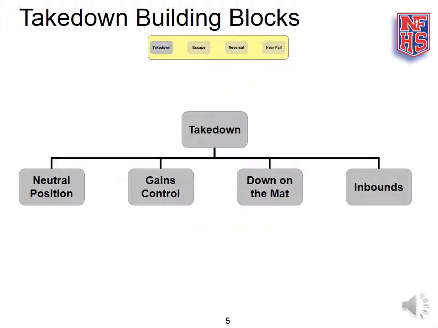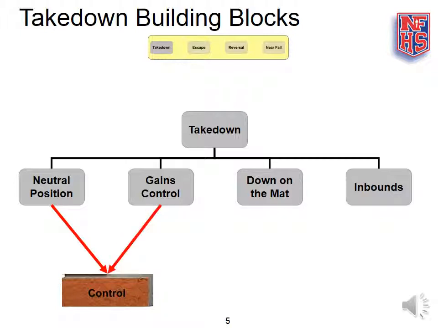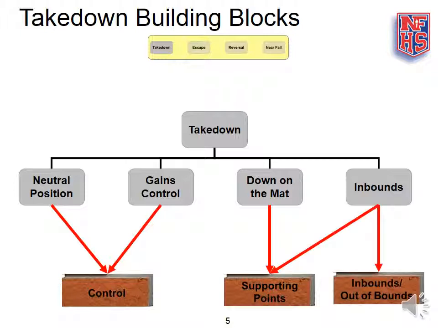Look at the building blocks of the takedown. The neutral position, that's dependent on what the control situation is. Gains control, of course, again, the control situation. Down on the mat, again, that means we need to know the supporting points. And then inbounds, we need to know where the supporting points are and apply the inbounds and out of bounds rule based off where they're located.